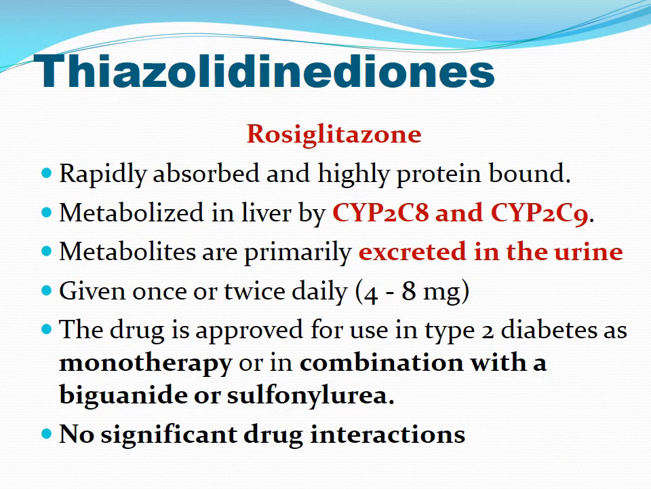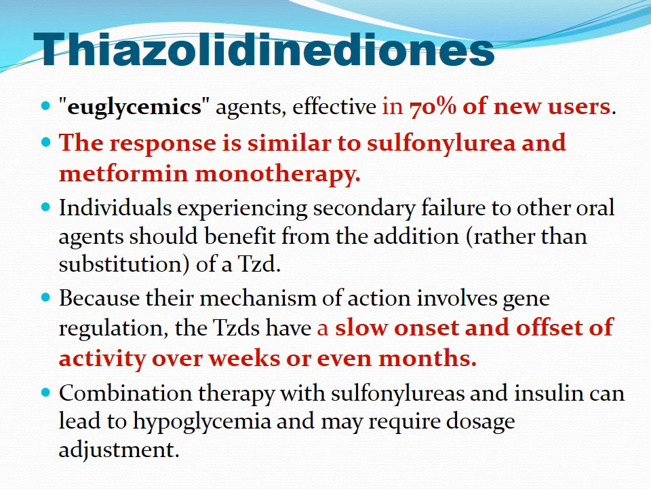The second drug in this group is rosiglitazone, given orally, rapidly absorbed with high plasma protein binding, metabolized in the liver by liver metabolizing enzymes. Metabolites are primarily excreted in urine. Given once daily, the drug is approved for use in type 2 diabetes as monotherapy or in combination with biguanides or sulfonylurea. It has no significant drug interactions.